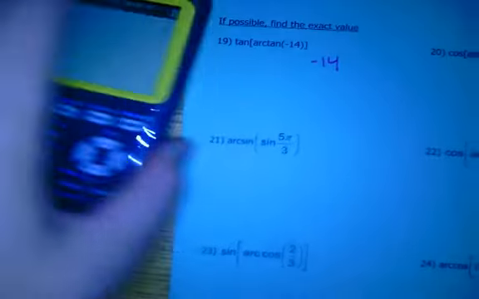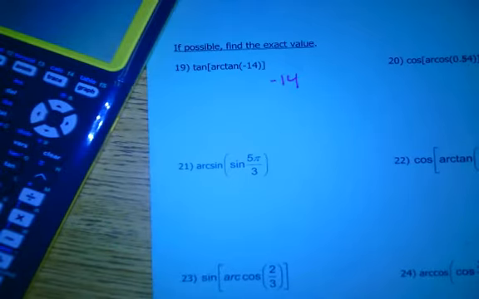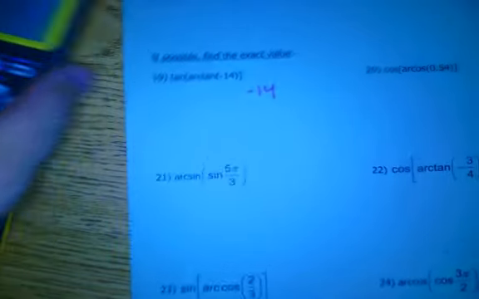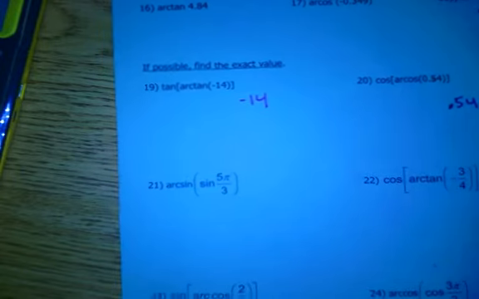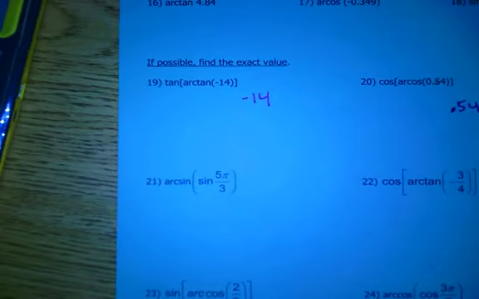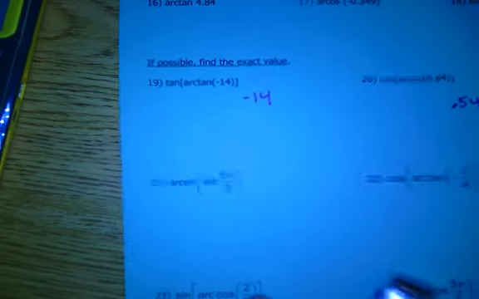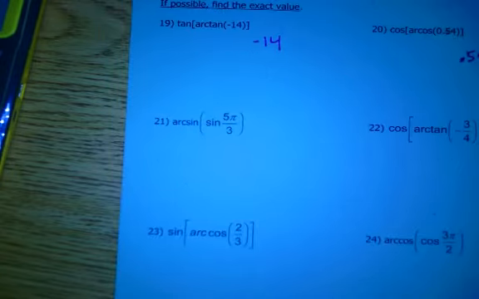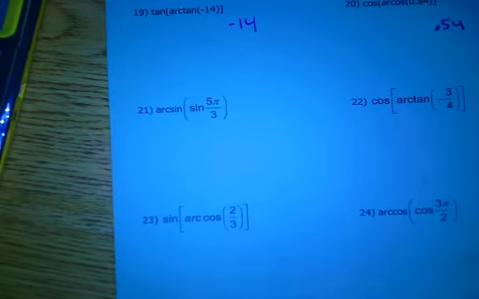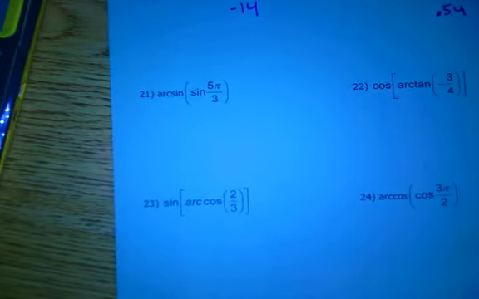Okay, so you have to worry about your domain. So cosine of arccosine is going to be 0.54. Oh, that's negative pi over 3. Negative pi over 3, because you can't just divide it. What's this one going to be? Negative pi over 3.